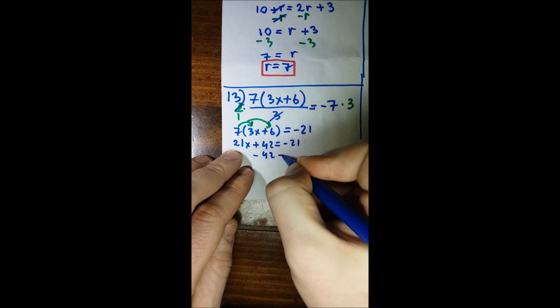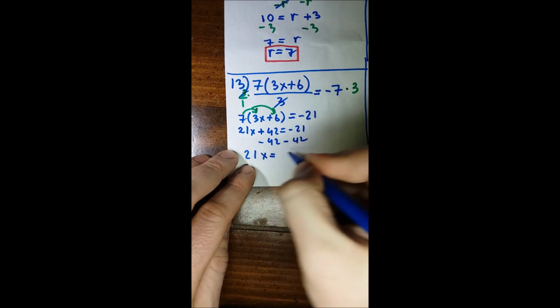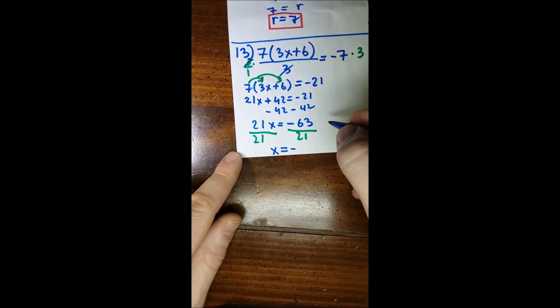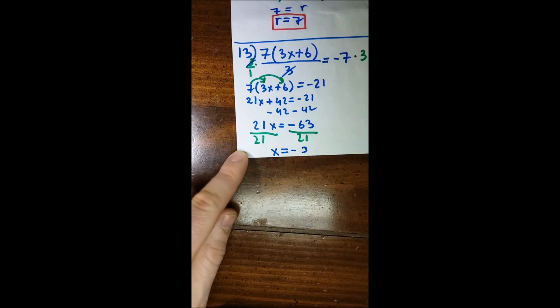Subtract 42. 21x equals -63. Divide both sides by 21. X equals -3. Final answer.